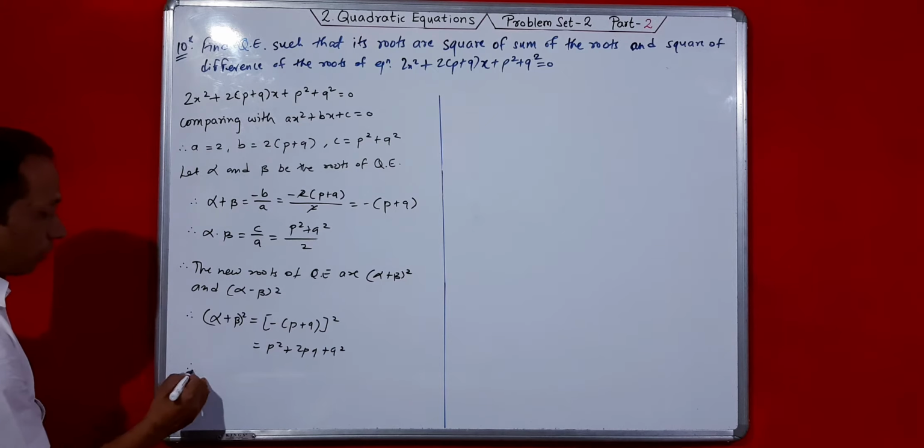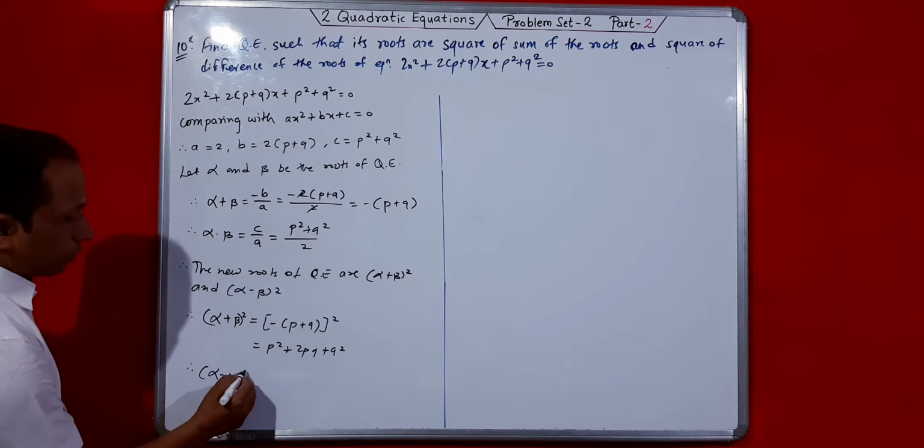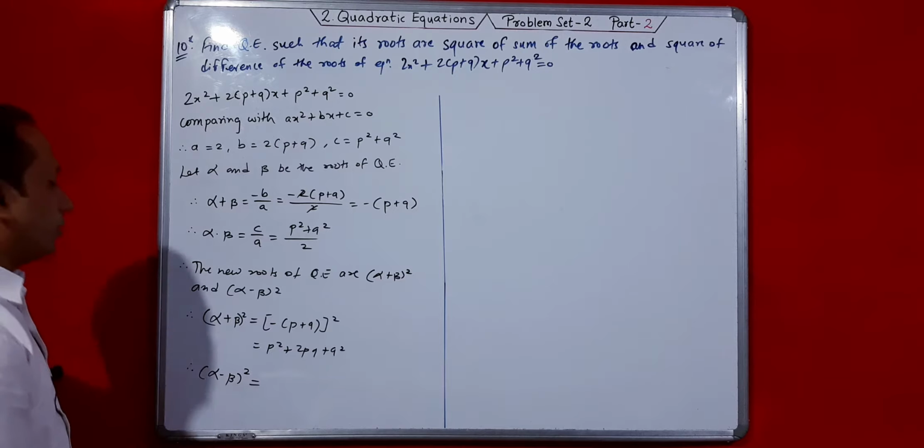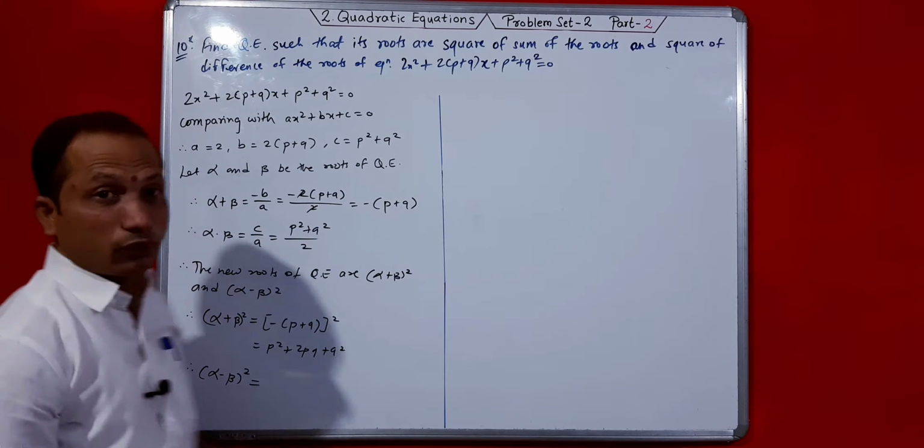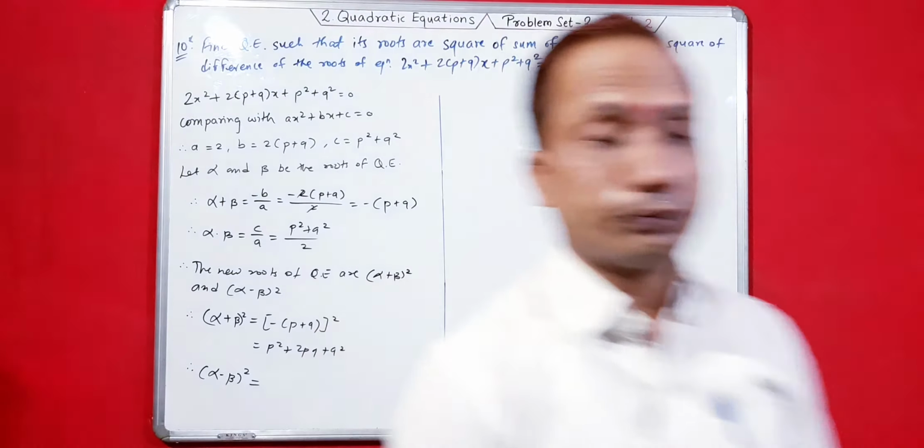Then find alpha minus beta whole square. So what is alpha minus beta? For this you have to use the formula. We will continue this.